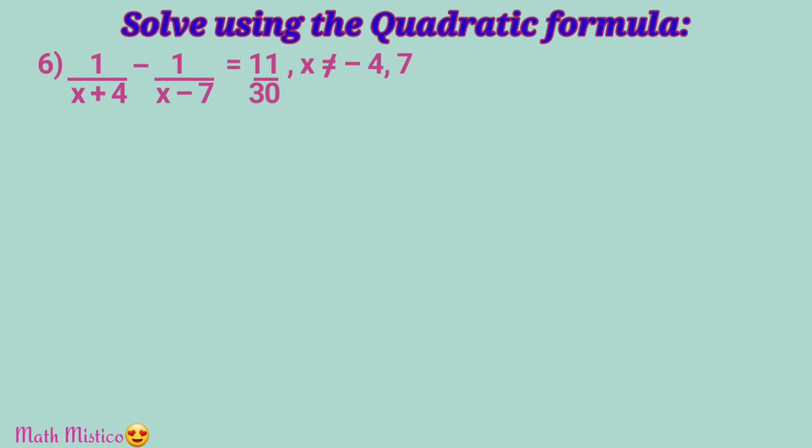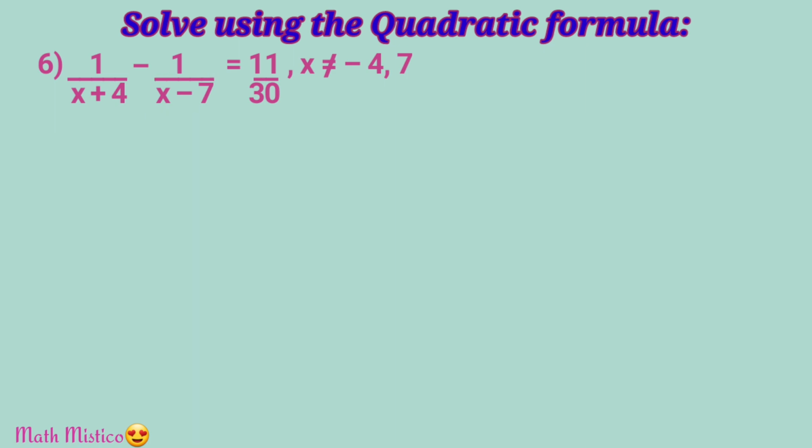Now this equation 1 upon x plus 4 minus 1 upon x minus 7 equal to 11 upon 30, where x not equal to minus 4, 7. I discussed it in the earlier sessions also, but just in case someone has a confusion, these values of x are given to clarify that denominator is not 0 for any value of x. This can be 0 only if x equal to minus 4, but we have x not equal to minus 4. And similarly, this cannot be 0 as x is not equal to 7.